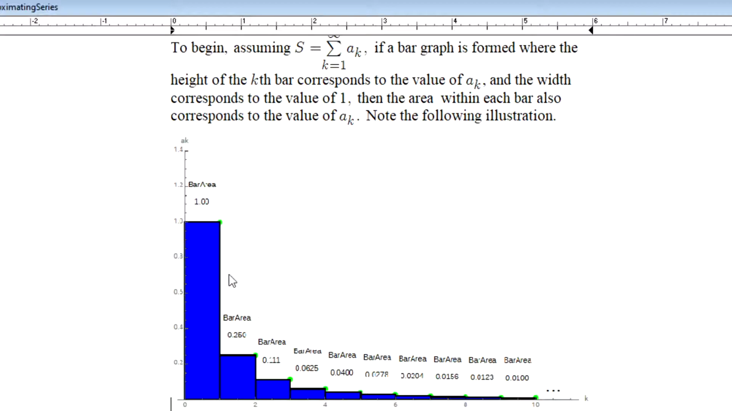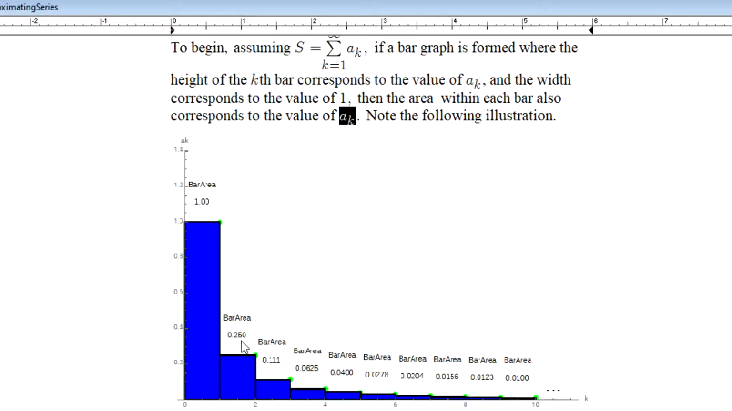Then what is also going to be true is that the area within these bars is going to be equivalent to the value of a sub k. If this bar is 1 unit in height and 1 unit in width, then that bar has an area of 1 square unit. Certainly, what you will notice is that the two axes are not to scale, so that does not look like a perfect square, but that is certainly 1 square unit of space.